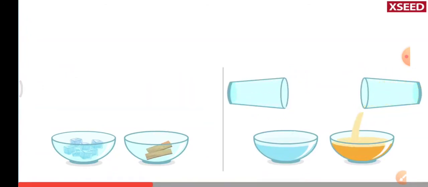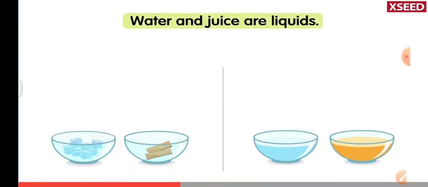Water and juice take up the space inside the glass or bowl. They can flow freely and change their shape when poured into different containers. They can be kept in open container.